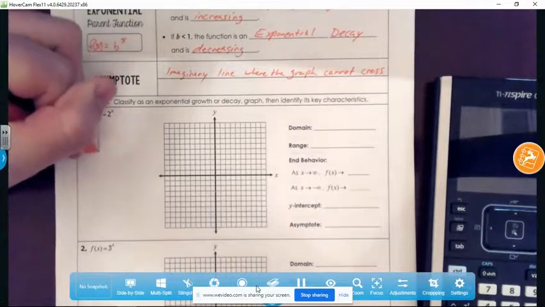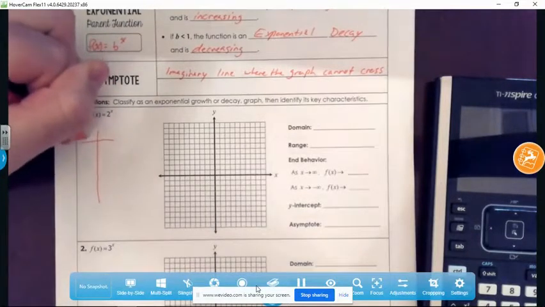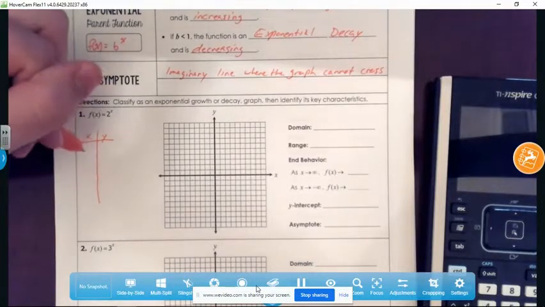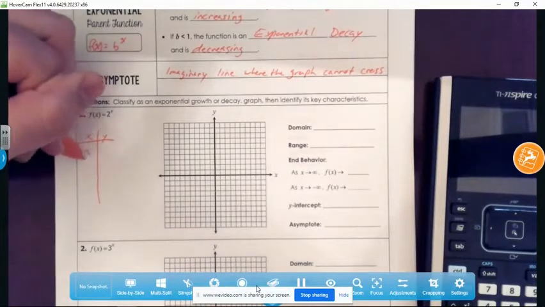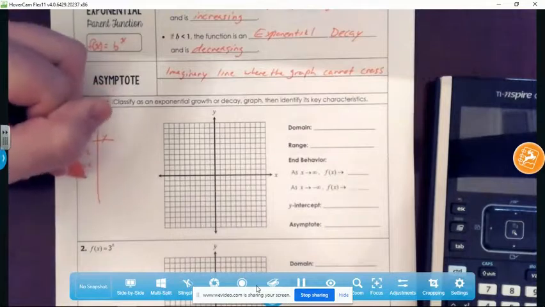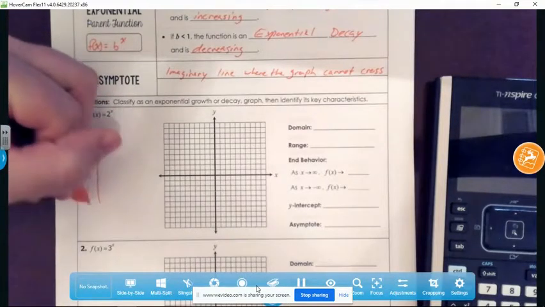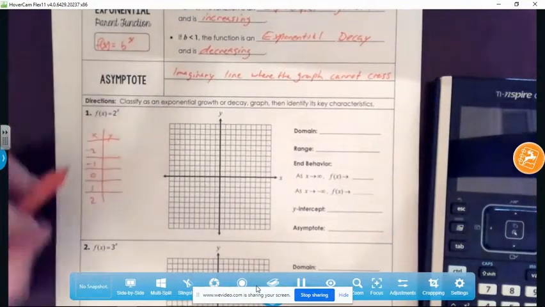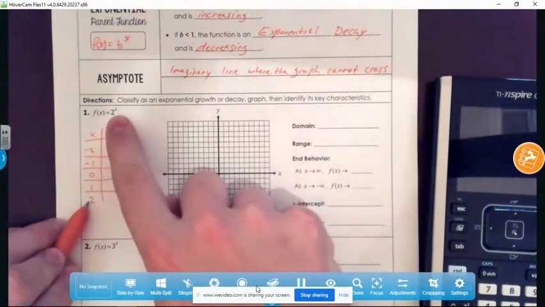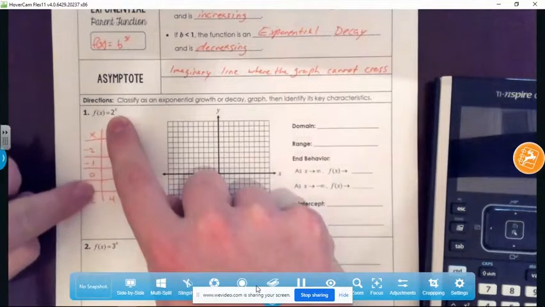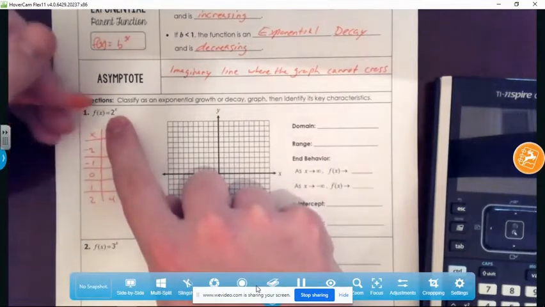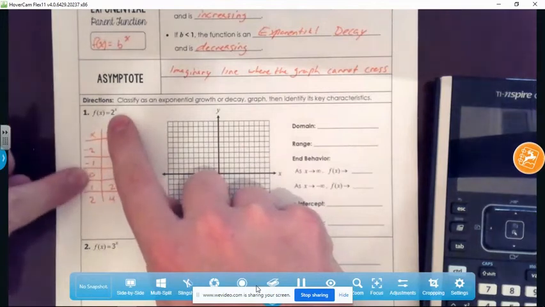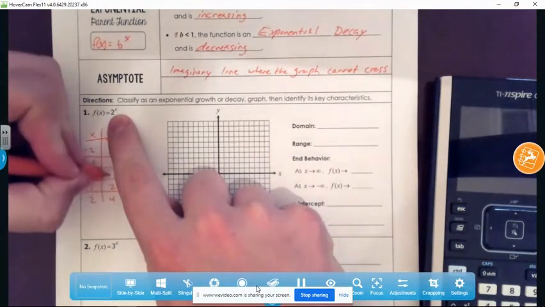my xy table. And let's go ahead and start with -2, -1, 0, 1, and 2, and see what those y values are. We'll start with the positive. When 2 is raised to the second power, it gives me 4. When 2 is raised to the first power, I have 2. When 2 is raised to the 0 power, I'm given 1.